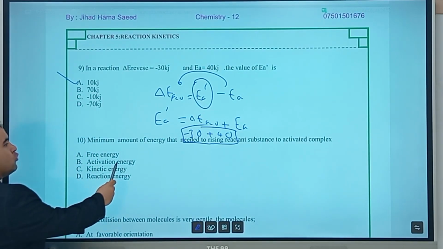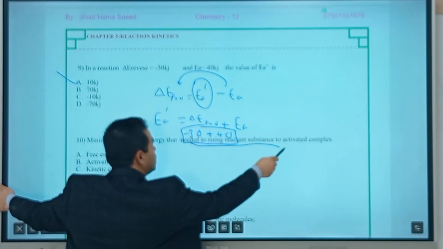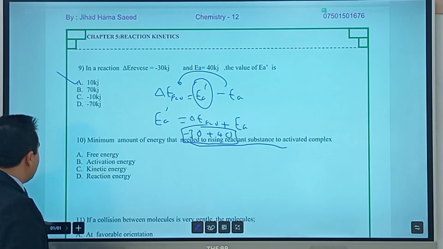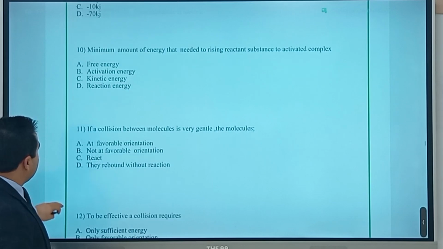Maximum or minimum amount of energy that is needed to raise reactant to the activated complex is the what? Is the activation energy. B is the correct answer.